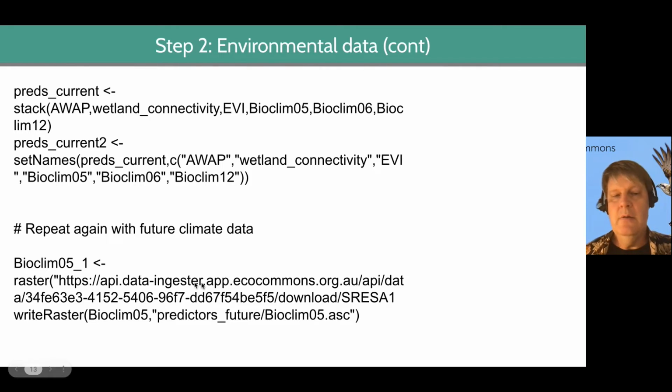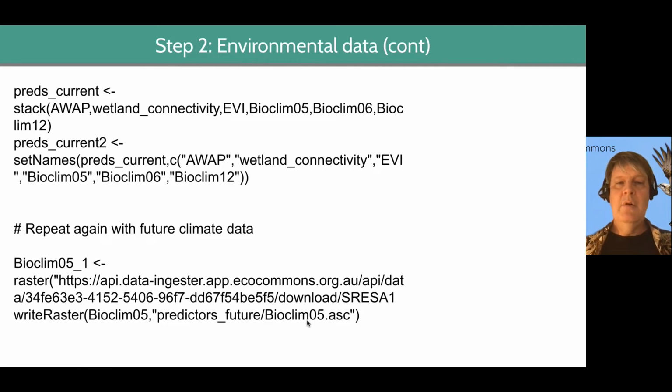But we're just downloading each one of those variables, loading it into our local environment from the website, and then we're writing that to a new folder called Predictors Future. So in Predictors Future, we've used different data for the bioclim variables, but we're giving them the same name as the names that we used in our current data folder. So the file name will be the same. The raster for bioclim 5 will have the same name, but the predictors future folder contains those future data.